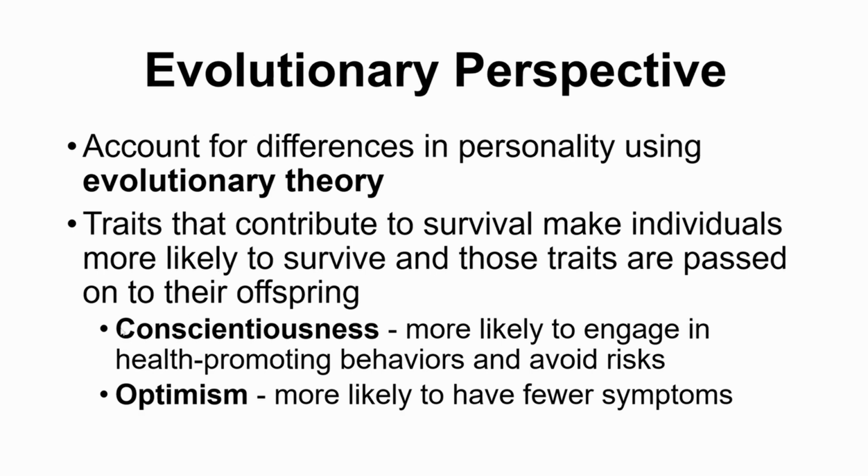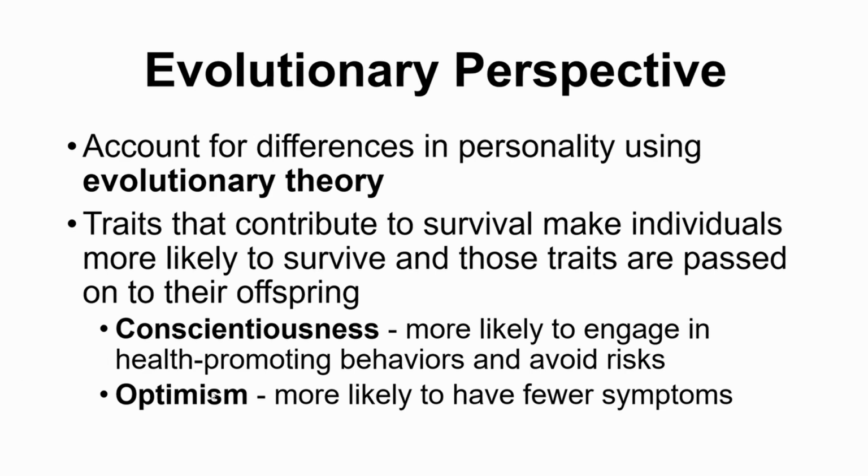A couple of their examples here. So, conscientiousness. This would be the people who are more likely to engage in health promoting behaviors and avoid risks. So, these people are a lot more self aware and cautious. Again, great in a group setting, might keep your environment clean, organize things, throw out spoiled foods, make sure everybody is safe. Very useful for survival.